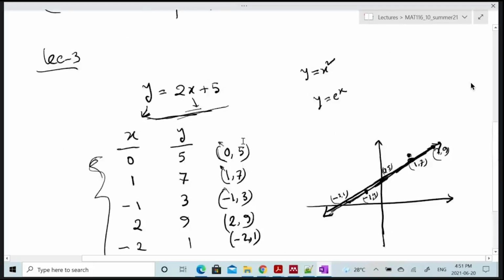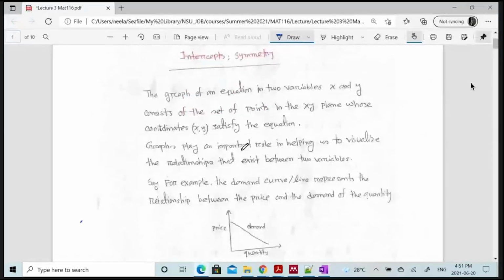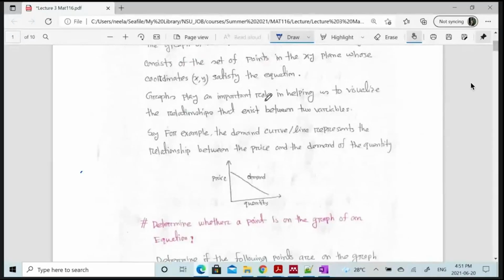Okay, one more thing I should tell you. Let's go back there. It's written here that graphs play an important role, as I said, in helping us visualize the relationship that exists between two variables. So I already mentioned that.